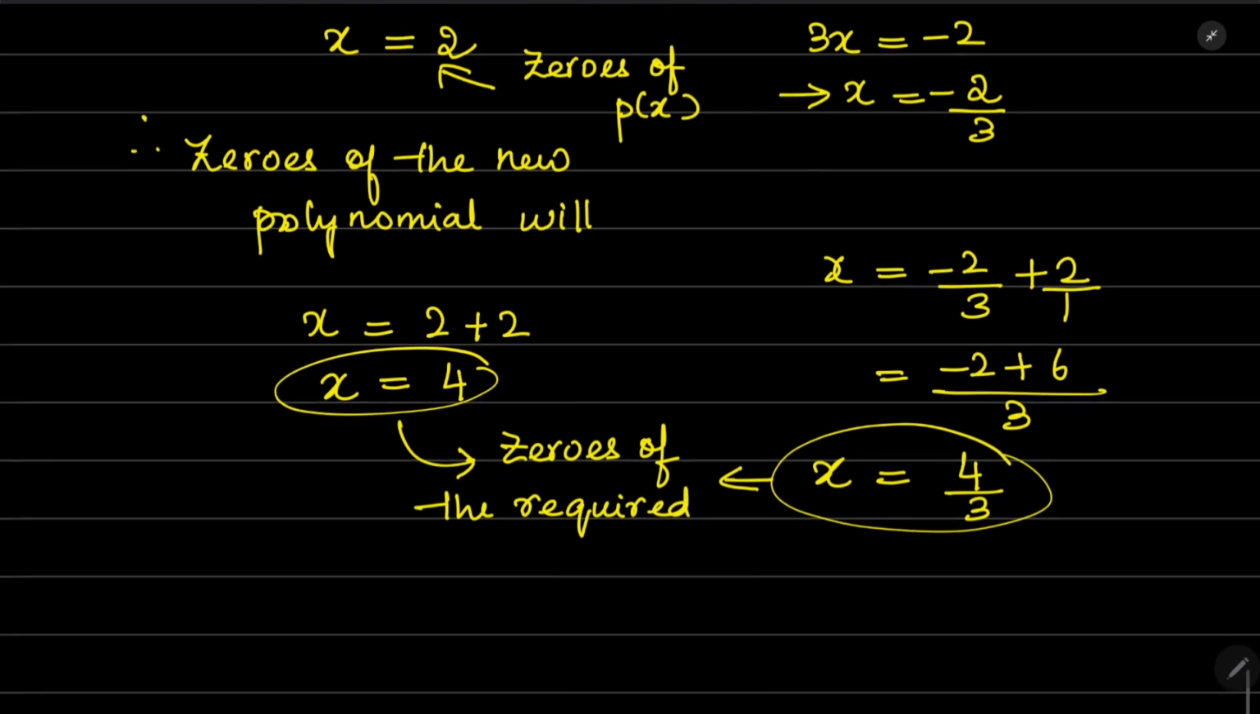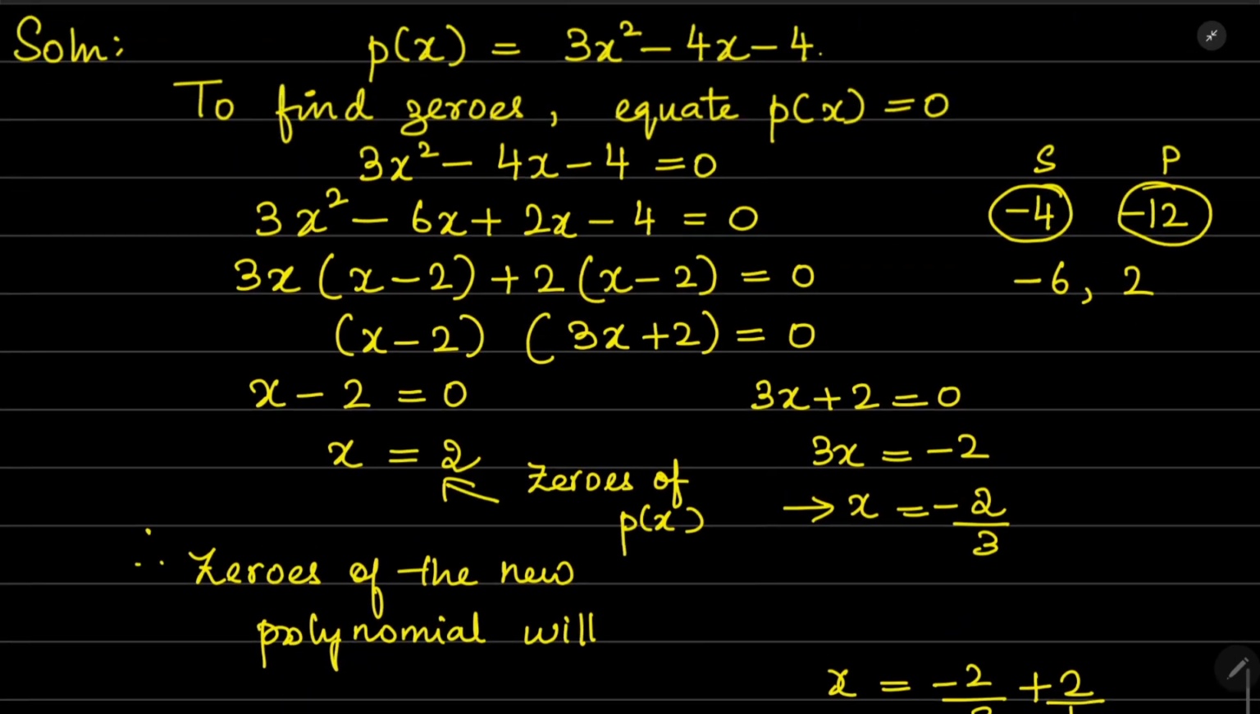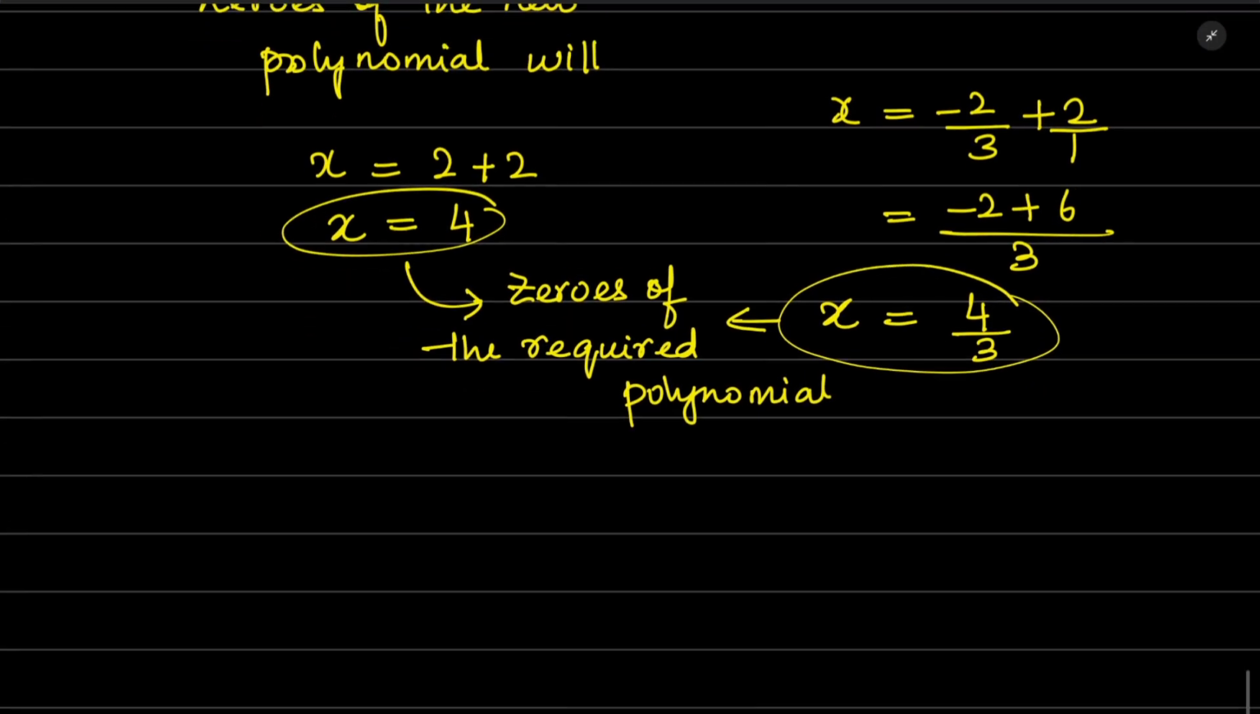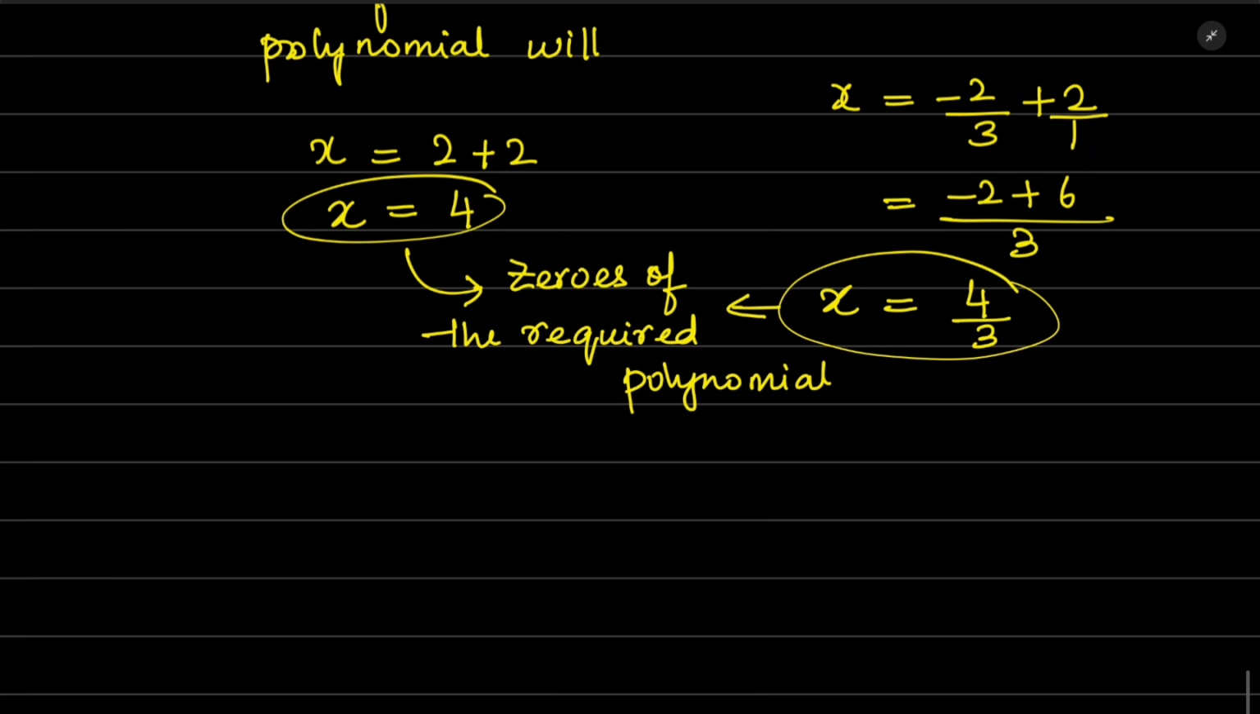These are the zeros of the required polynomial. But you are not asked for the zeros. You are asked to find the polynomial, right? Write the polynomial. So in order to write the polynomial, what should you do? You have to find the sum of the zeros. So what is the sum of the zeros? Just add the two zeros.